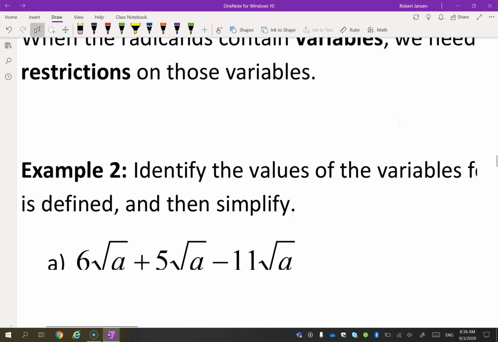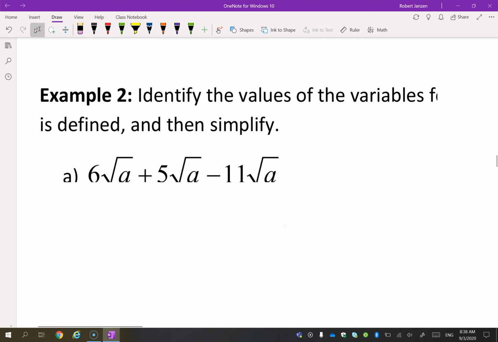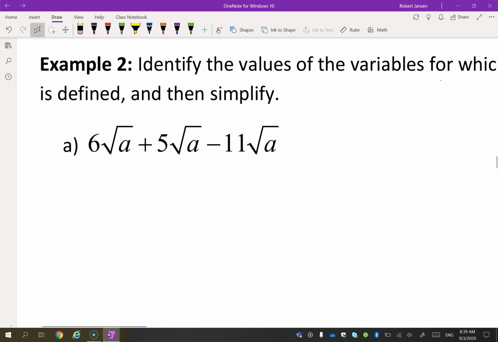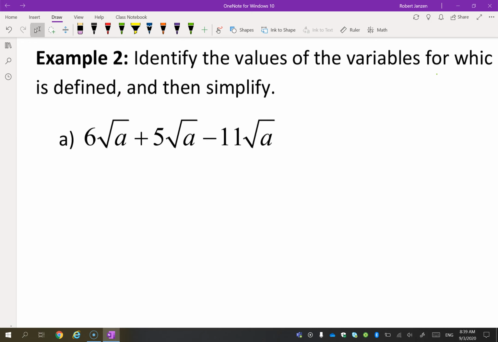We're just going to make them a little bit trickier. We're going to throw some variables in, see if that makes it a little bit harder. The only thing there is we're going to have to talk about where is the variable defined.